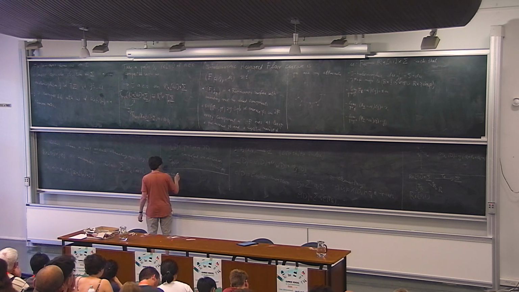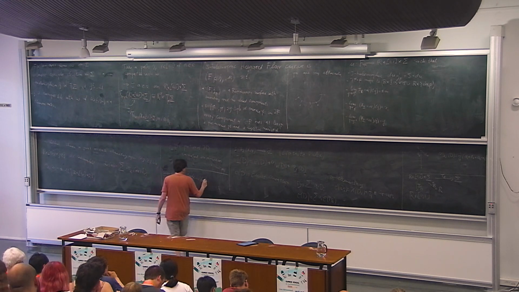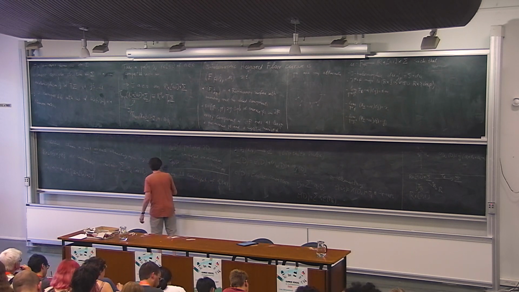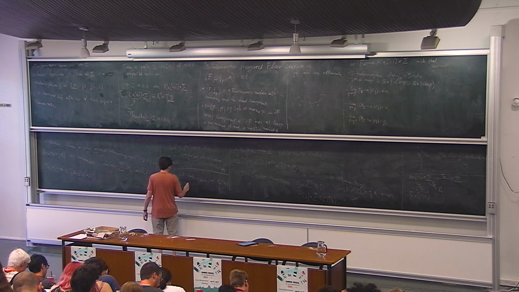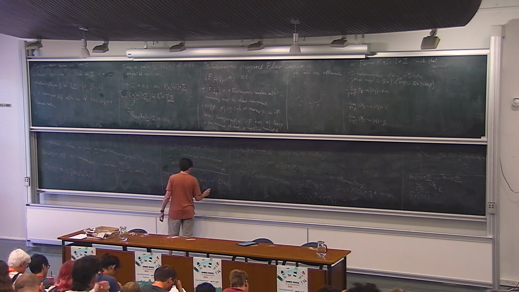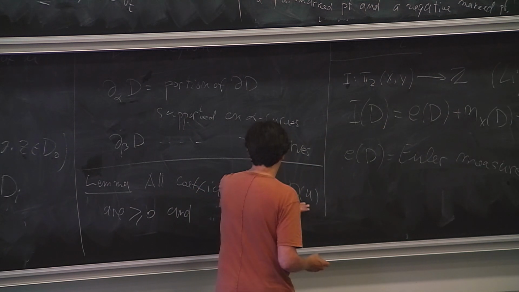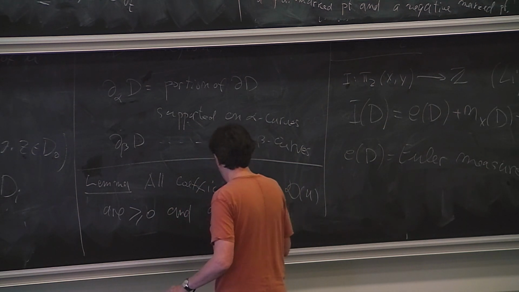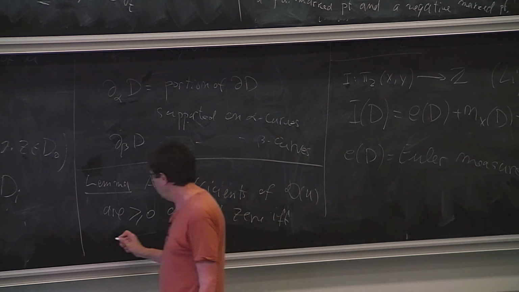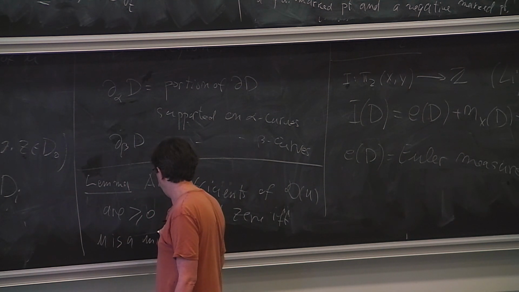A very easy lemma is that all the coefficients of D_u are non-negative, and they are all 0 if and only if u is a union of trivial strips.